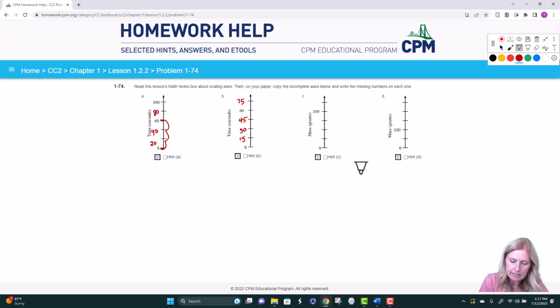Okay, look at C. There's 1, 2, 3, 4 hops between 0 and 100. So 100 is being divided by 4. Okay, that's probably one of the easiest numbers in your head that you know very well. So 100 divided by 4 is 25. So that would be 25, 50, 75, 100, and then this one's 125. Okay, there are only 2 hops between 0 and 100, so 100 divided by 2 is 50.